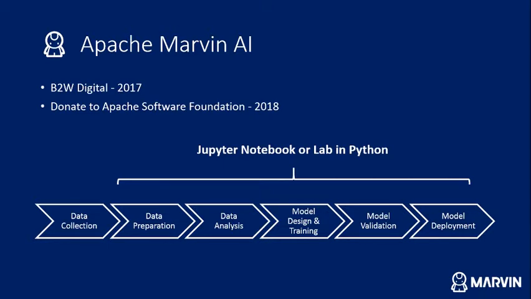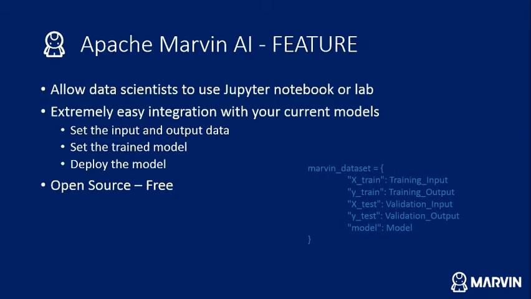Marvin-AI. Apache Marvin-AI was initiated by B2W Digital, which is basically the Amazon of Brazil, and the project was donated to the Apache Software Foundation in 2018. The project also allows data scientists to use Jupyter Notebook or Jupyter Lab, and it is extremely easy to integrate with your current machine learning model. You just need to set your input and output of your model as the example shown below. Then you will be able to validate and deploy your model.